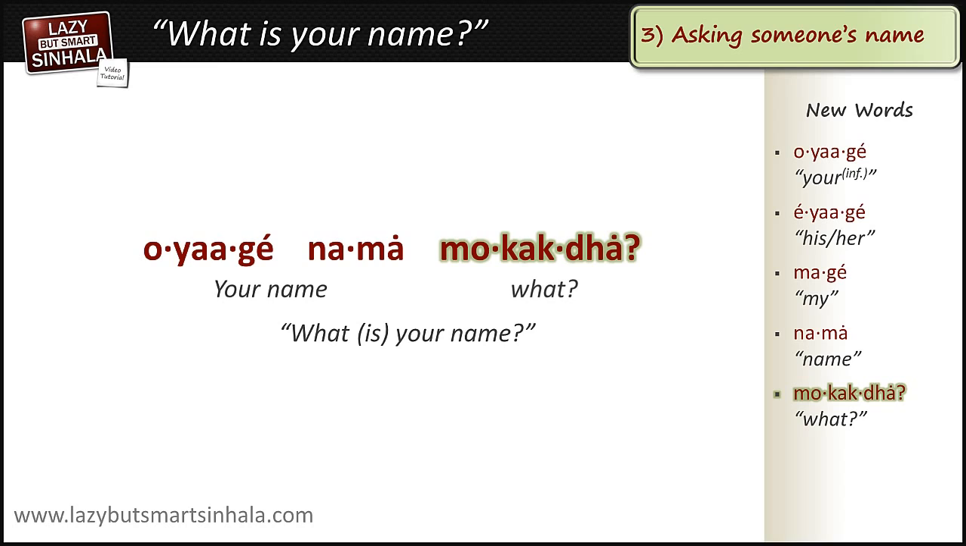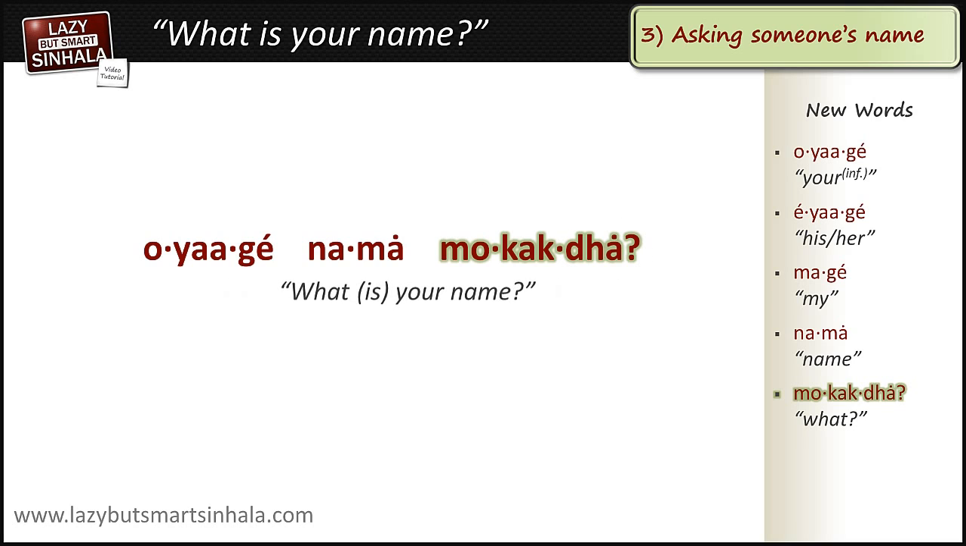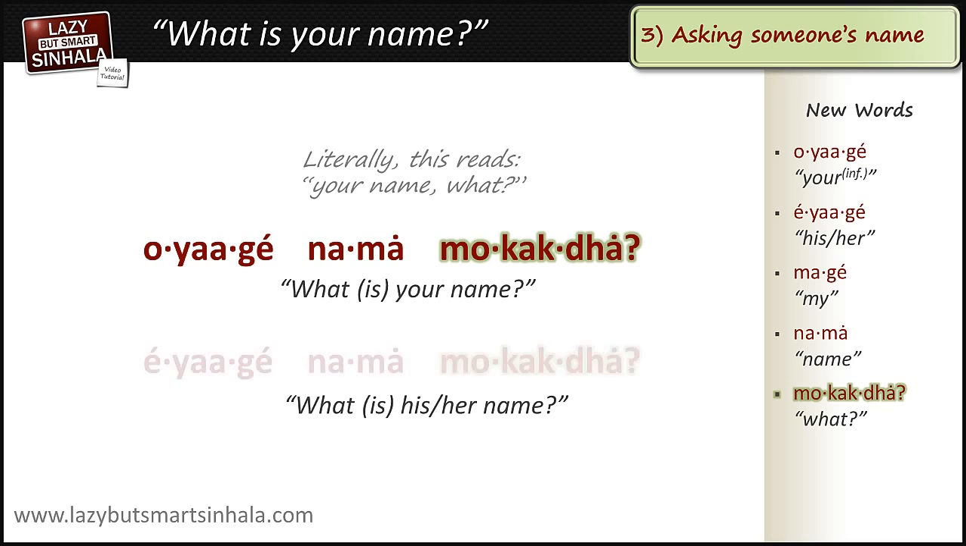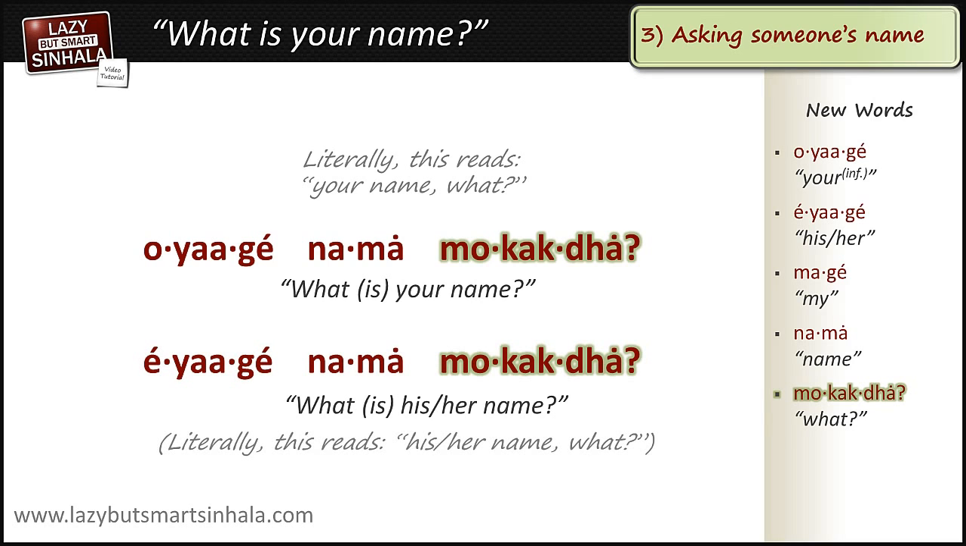Mokakda. You don't need to force yourself to remember this word since we'll be using it very often. Notice that it has the same soft D ending that we saw in kohomada. So the word for what is mokakda. So to ask what is your name, we just join these words to ask Oyage nama mokakda. Similarly, what is his or her name is Eage nama mokakda, which literally reads his or her name what.